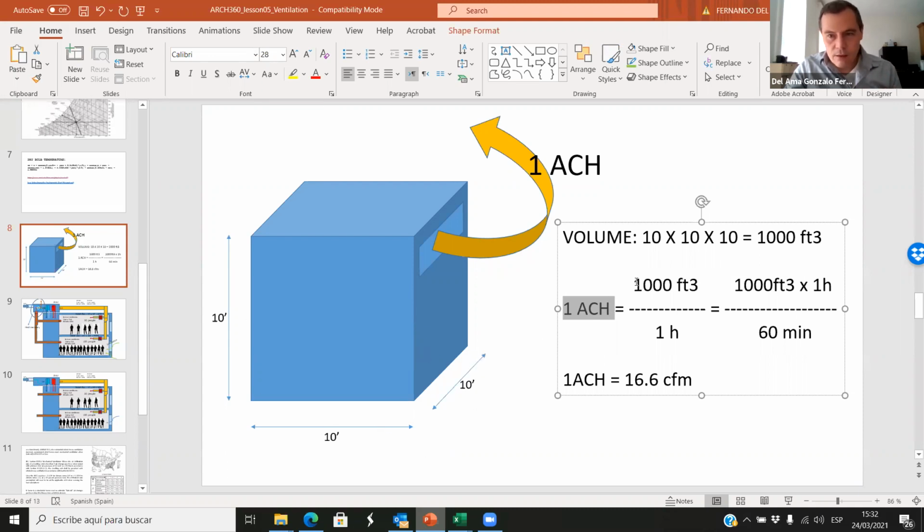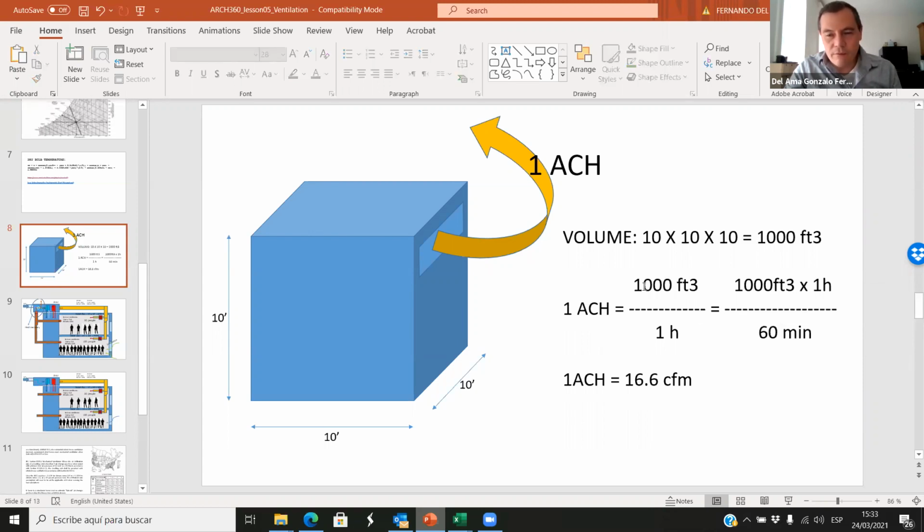10 by 10 by 10. So we are removing 1,000 cubic feet in 1 hour. So it's about volume and time. And this is what CFM is. CFM is cubic feet per minute. So it's volume, cubic feet, and time, minutes. So how many minutes do we have in 1 hour? We have 60 minutes. Okay, so to convert air changes per hour into CFM, we have to multiply by the volume of the room, and we have to divide by 60.